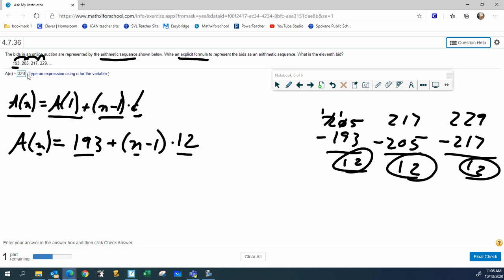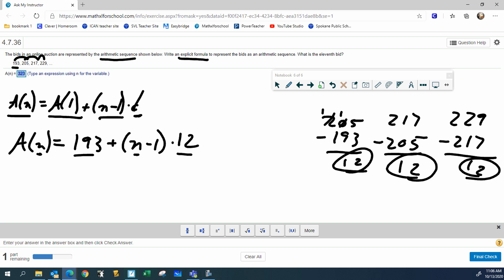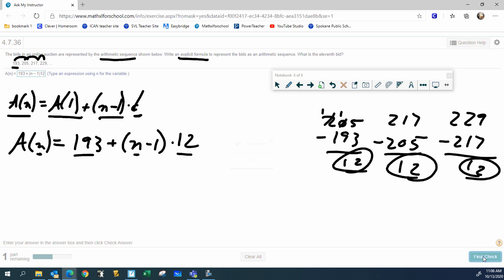So that's going to be the first thing that we type in, the entire equation. 193 plus n minus 1. And then we don't have to put the times d, we can just put d afterwards because the times is implied. We do our final check, and we get it.